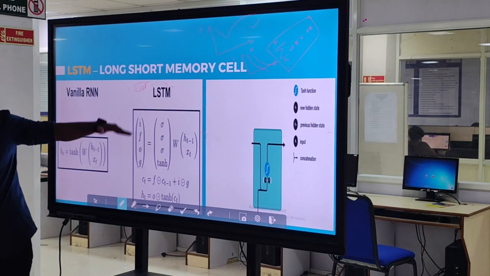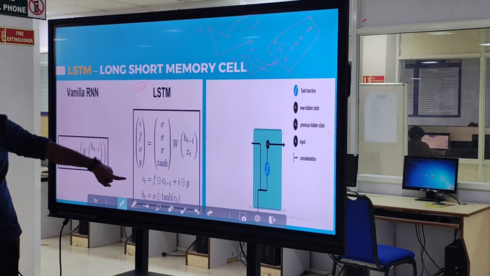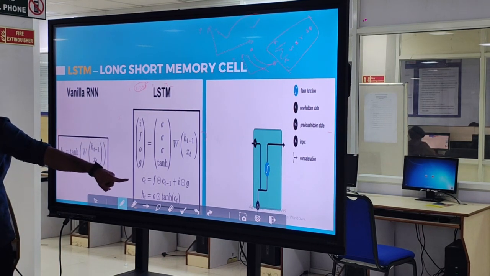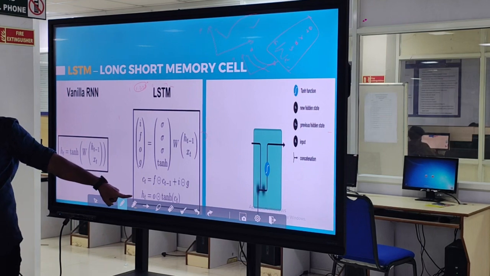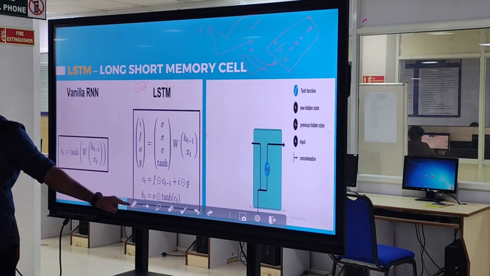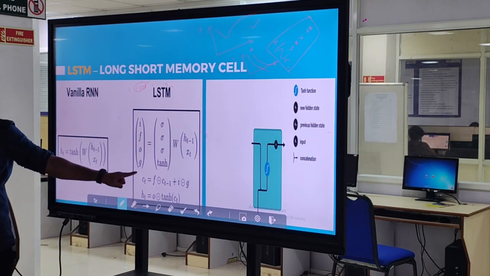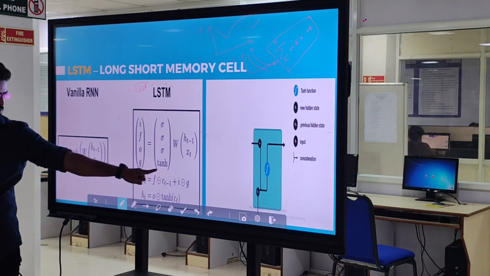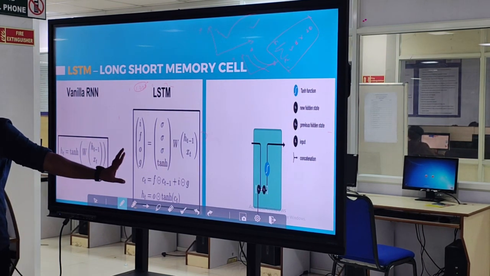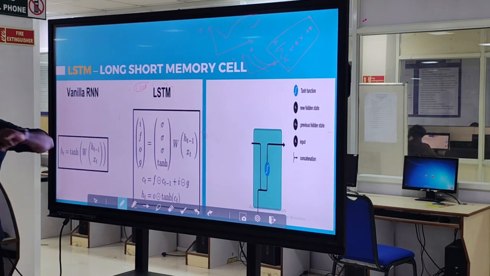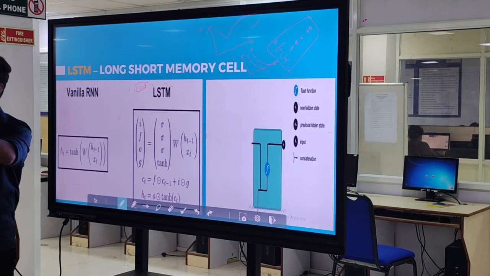So this is how these four gates play a vital role. Equation-wise, these four gates are used to calculate the next cell state information and the next hidden state information. This is the equation to calculate the cell state information. I'll explain this equation in detail. These four gates are clear, right? Input gate, forget gate, output gate, and the gate.